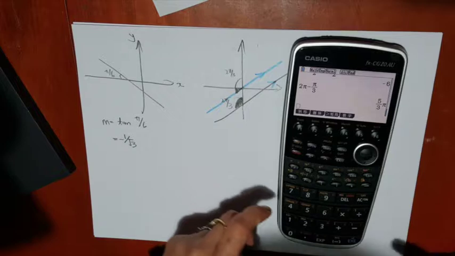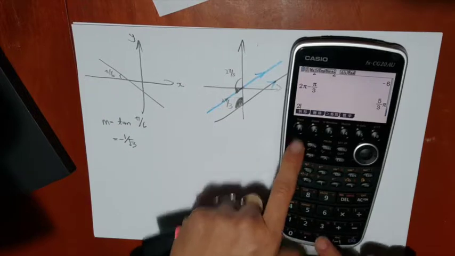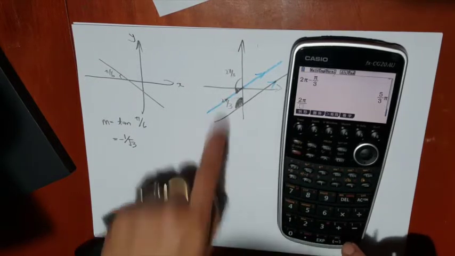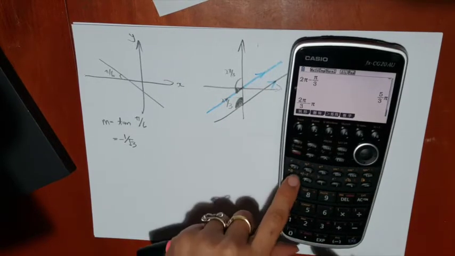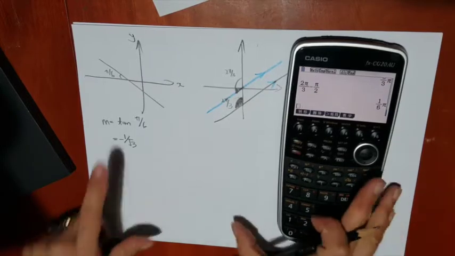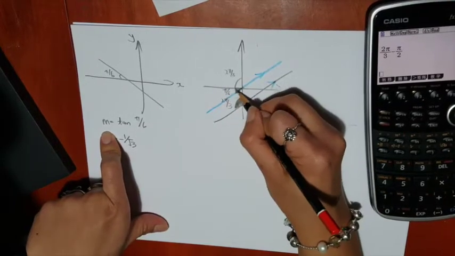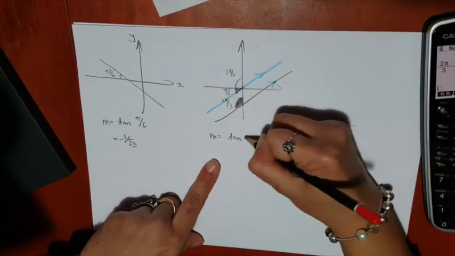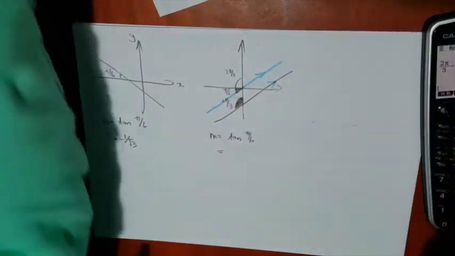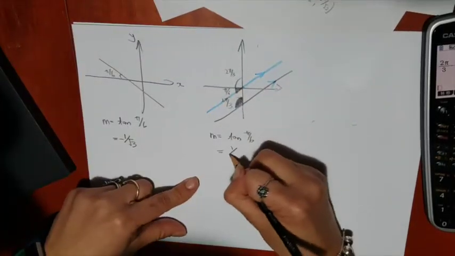So let's go back to the calculator. We need to find the acute angle. So that's 2 pi over 3, take away pi over 2, equal to 1 over 6 pi, or pi over 6, it's the same. So taking this little one here, m equals tangent pi over 6. What's pi over 6? We need to go back to this table. Tangent pi over 6 is 1 over square root 3. So 1 over square root 3.